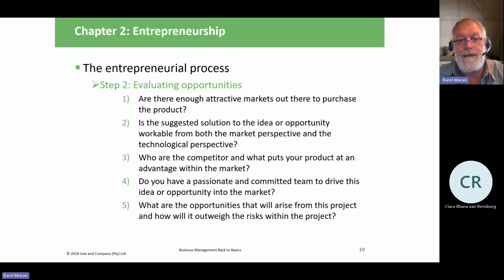Is the suggested solution to the idea or opportunity workable from both the market perspective and the technological perspective? So do I need some heavy technological knowledge to execute this idea? Is this an app that I need to write? Or is this something, now in their case, they need a food truck, or in their case, a food trailer. And farmers are quite creative people. They probably said, you know what? I can build that from scratch. I don't need to get anybody else in, and I don't have to buy it. We'll just build it on the farm.